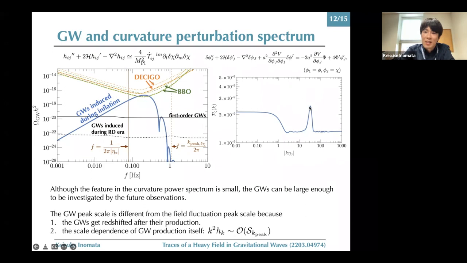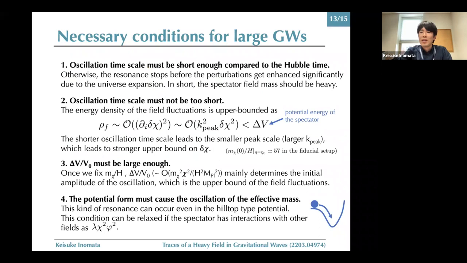Okay, so finally, let me mention some necessary conditions for large gravitational waves in this setup. First, the oscillation timescale must be short enough compared to the Hubble timescale. This is obvious, otherwise the resonance stops before the perturbations get amplified significantly due to the universe expansion. So in short, the spectator field should be heavy enough. But the oscillation timescale must not be too short. This is related to the energy conservation law.